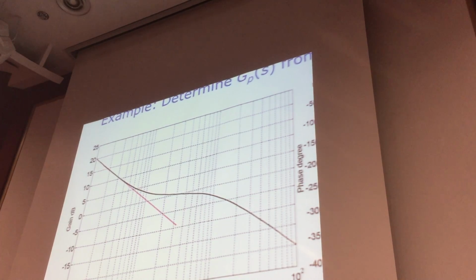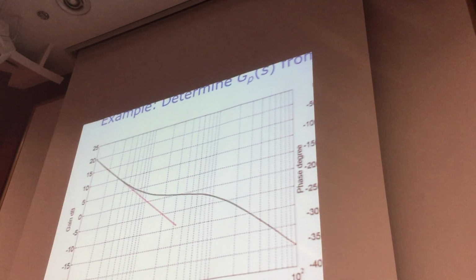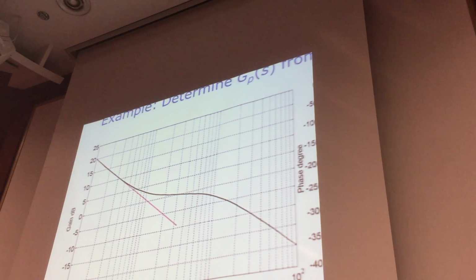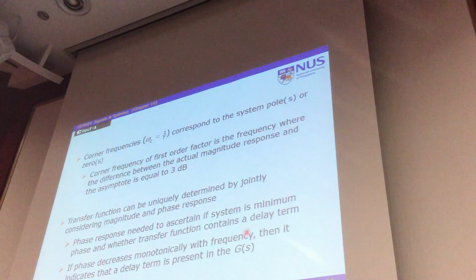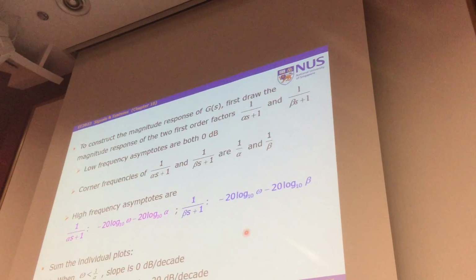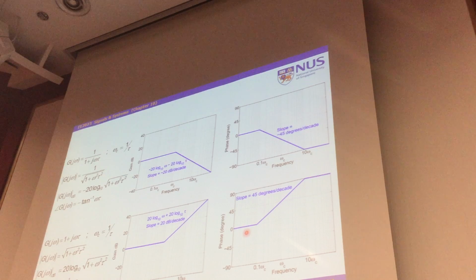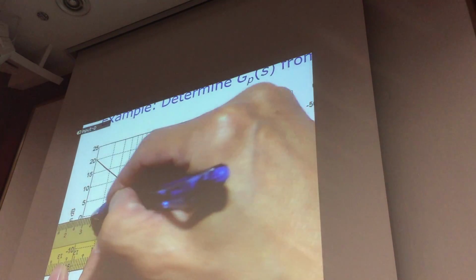The only way it can flatten is if something is pushing it up, right? What pushes up? Zeros push up. Poles push down. You remember this? Poles push down, zeros go up, so they counteract each other. That means this has been pushed up by a 0 here.